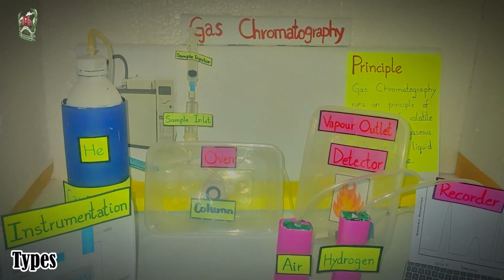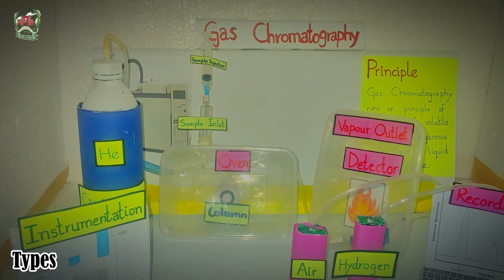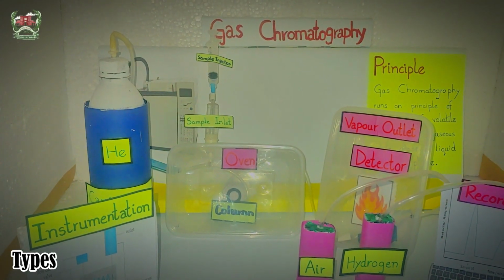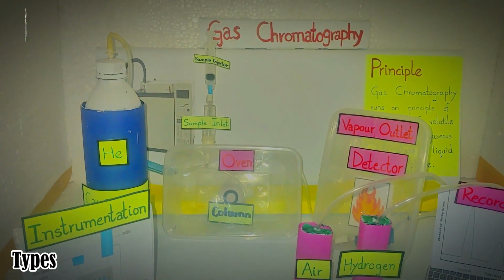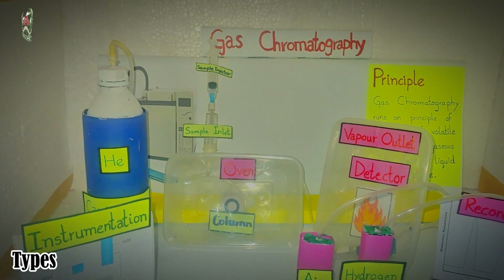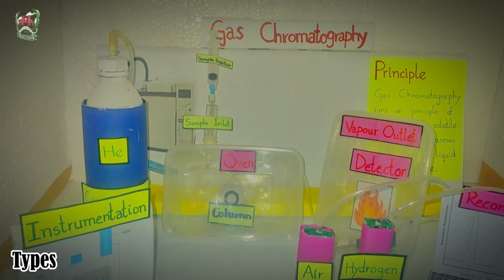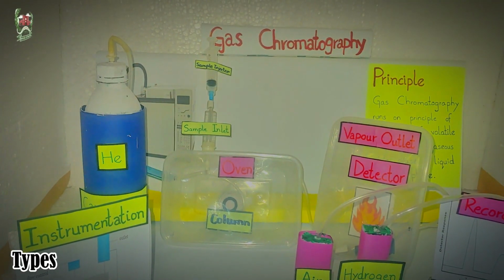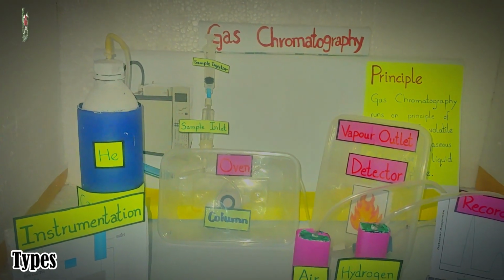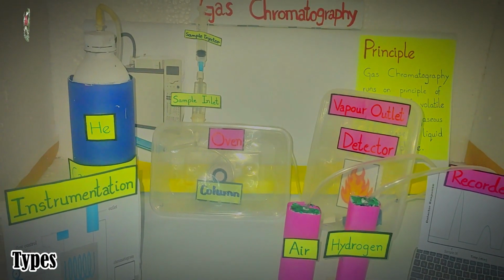Now moving toward the types of gas chromatography on the basis of stationary phase. So first one is the gas solid chromatography and the second one is gas liquid chromatography. If the stationary phase is solid, then it is known as gas solid chromatography. If the stationary phase is liquid, then it is known as gas liquid chromatography. In gas solid chromatography, mobile phase is gas and the stationary phase is solid, and in gas liquid chromatography, mobile phase is gas and stationary phase is liquid. So these are the basic types of gas chromatography.